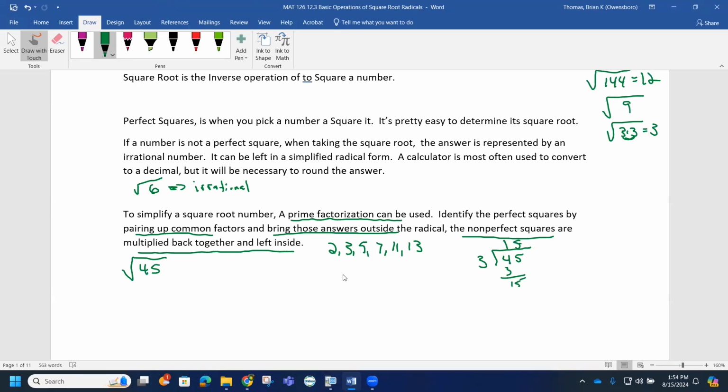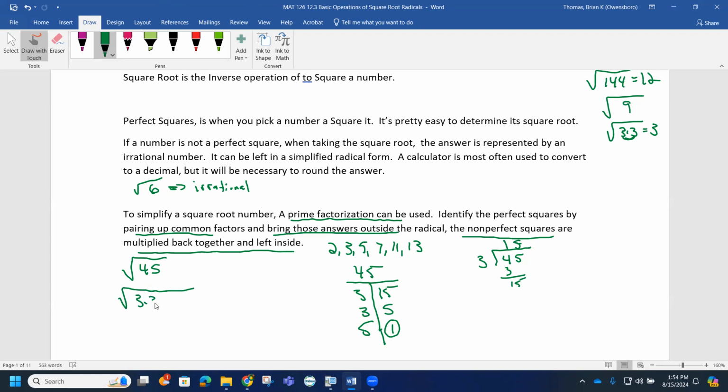3 goes into 45 15 times. So if I want to make a little chart to organize this, put the 45 on top, and 3 goes into 45 15 times. So 3 times 15 gives me 45. But notice that 15 is not prime because 3 does go into 15. So 3 goes into 15 5 times. But notice that 5 is prime. 5 does go into 5 1 time. So I can break 45 down into 3 times 3 times 5.